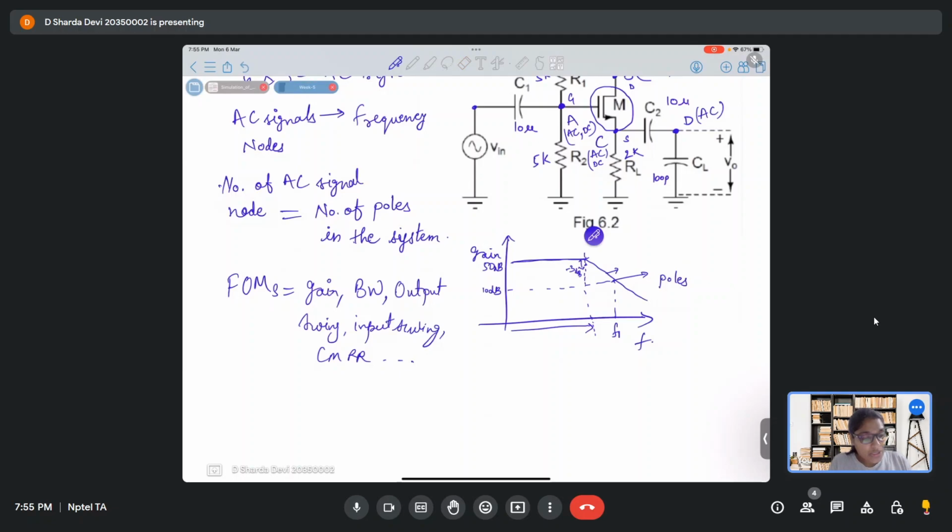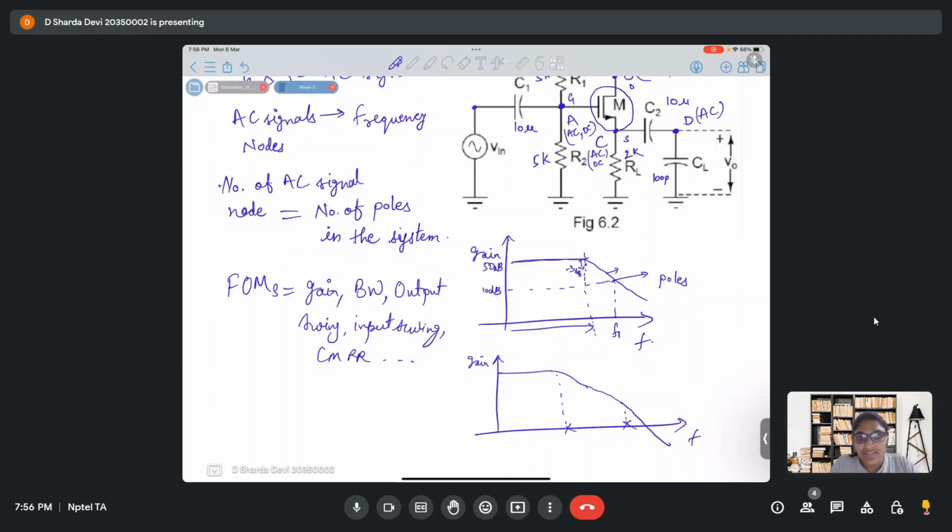So let's say in frequency I have two poles, 1 and 2. The moment it encounters the first pole, it will start dropping until it reaches the second pole. The slope will become even steeper. Have you heard of Bode plots? Yes, ma'am. So what are Bode plots?